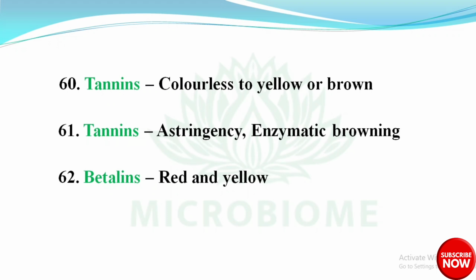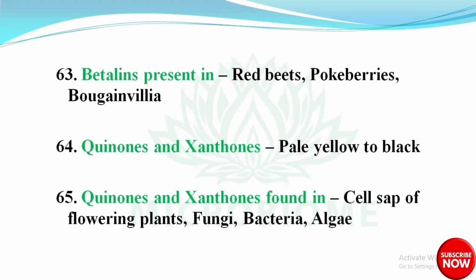Next, tannins. It is colorless to yellow or brown. It is responsible for astringency and enzymatic browning. Next, betalains. It is red and yellow. So the betalains are present in red beets, pokeberries, bougainvillea.